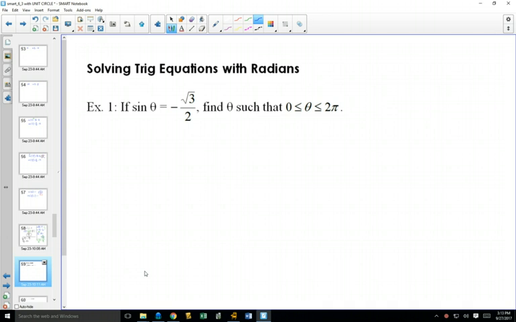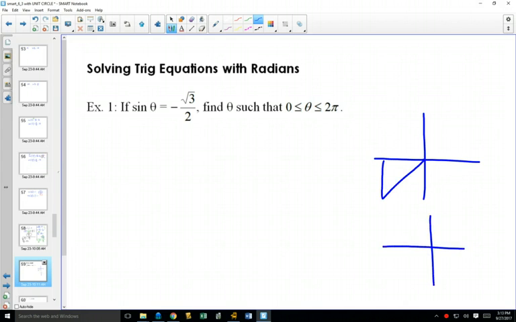You would have said to yourself, negative root 3 over 2, well, according to my CAST rule, that means that one angle is in quadrant 3. The other one would be in quadrant 4. So I'm going to just solve this like you would have done in grade 11. If you had sine theta equals negative root 3 over 2, and it said between 0 and 360 degrees, you would have been able to say it has to be in quadrant 3 or quadrant 4. Sine is opposite over hypotenuse.